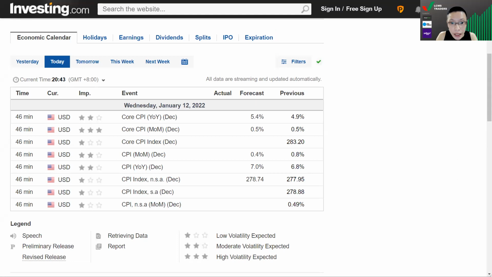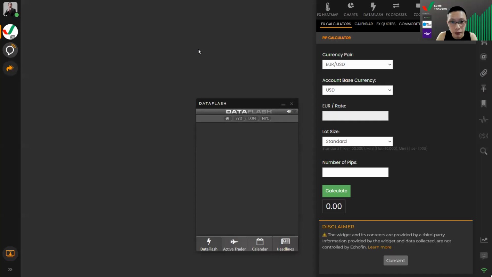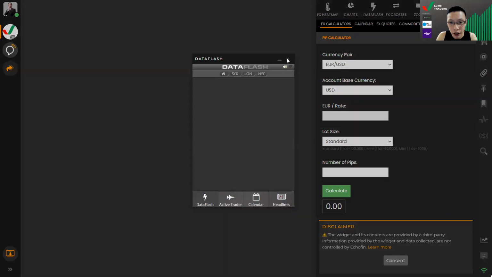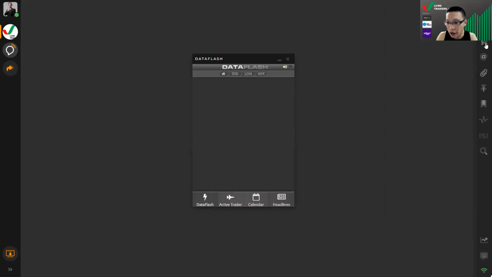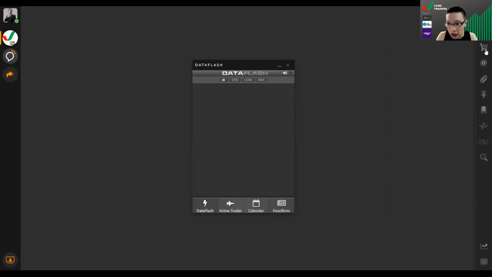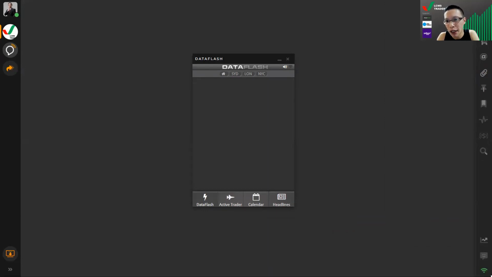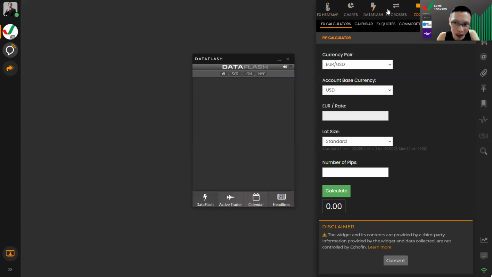In the EchoFin trade platform, as you guys can see here, there's this thing called the data flash. I'm not sure what's wrong with my screen right now. Let me just close a couple of things first. On the right side you actually see widgets, directory, and things like that. So you click on this top right hand corner button, widget, and then there's a series of buttons on top. There's this data flash.